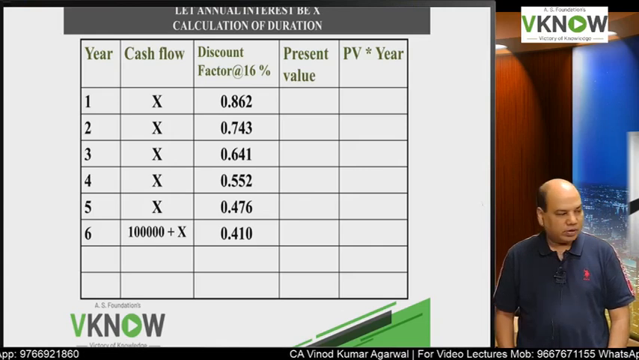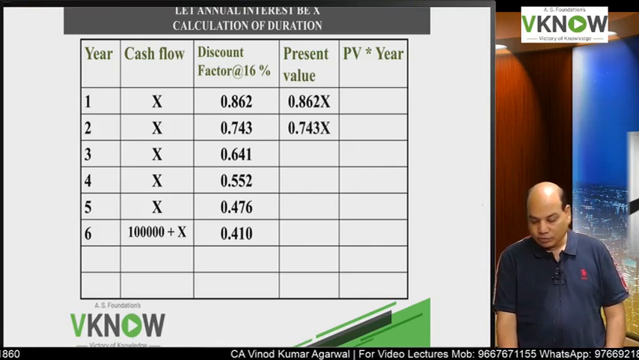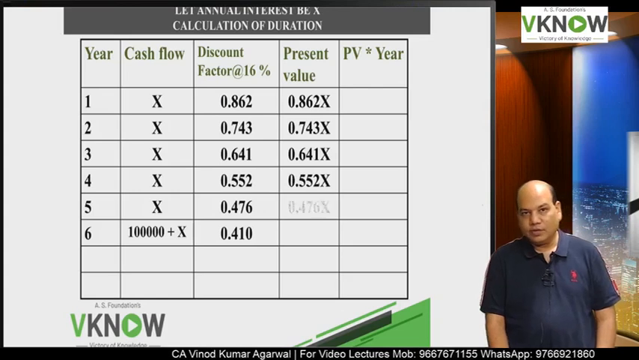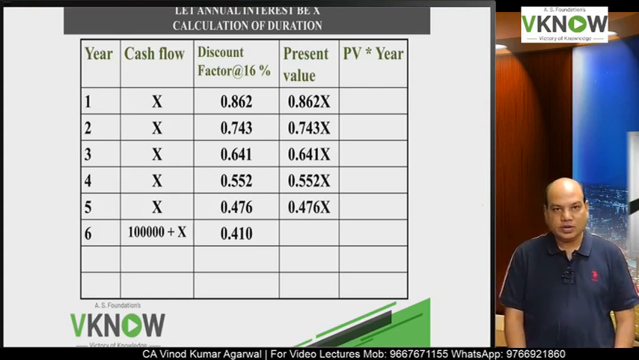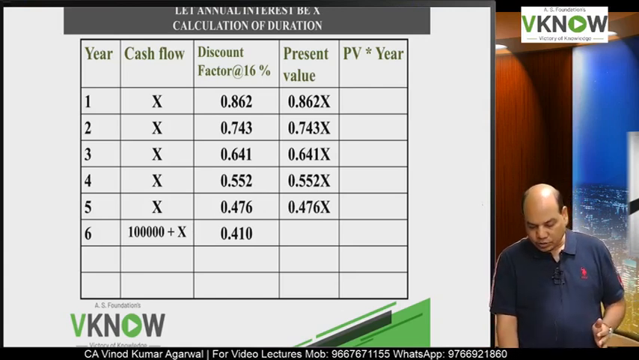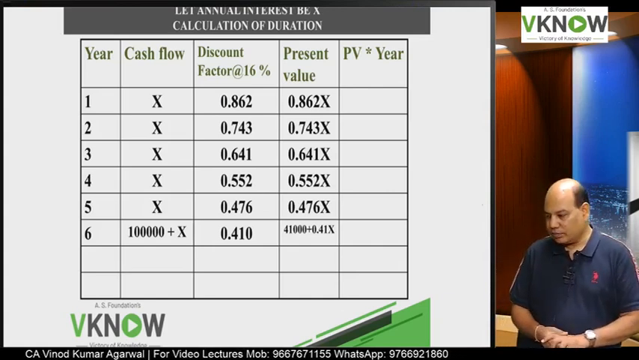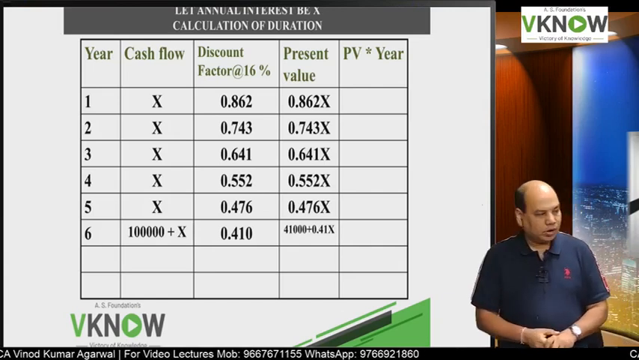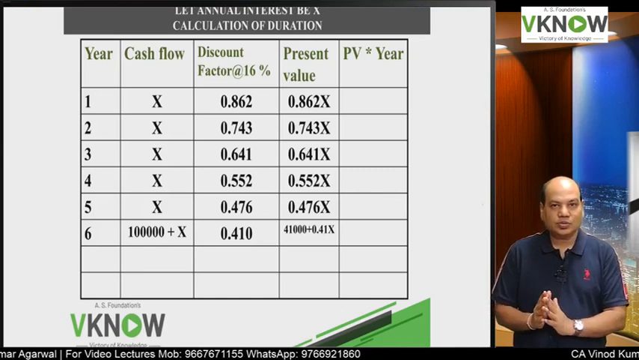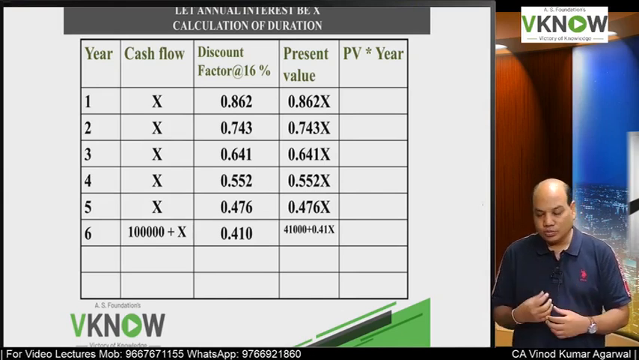Now calculate the present value. So you will write like this: 0.862x, 0.743x, 0.641x, 0.552x, 0.476x, and the last one will be 1 lakh into 0.410 is 41,000 plus 0.41x. Up to this is right. It was simple, but that student must practice such question.